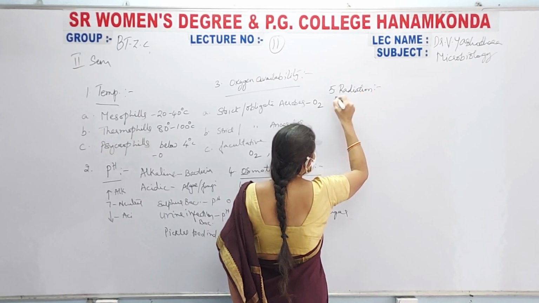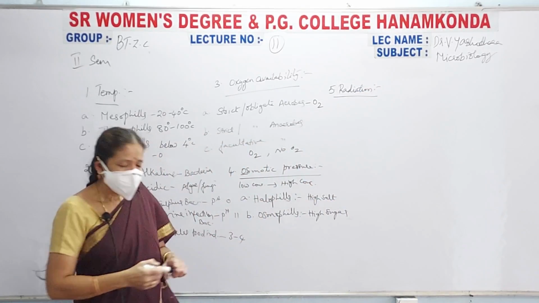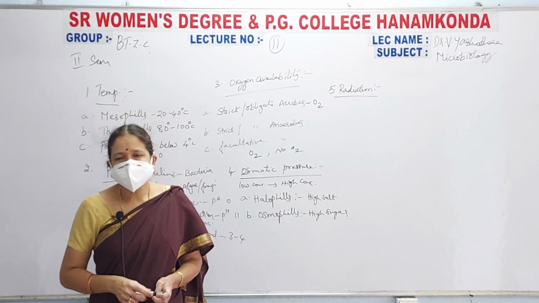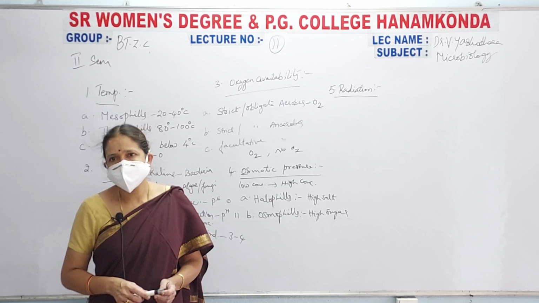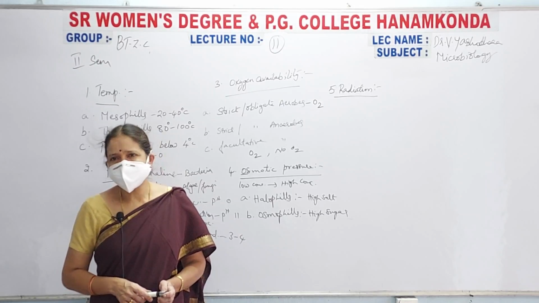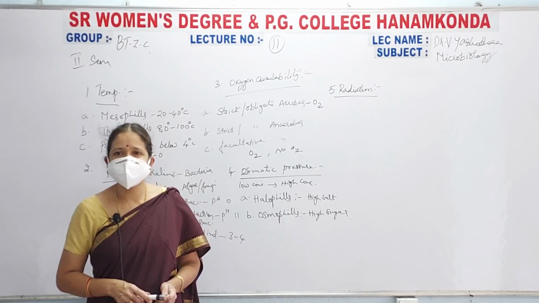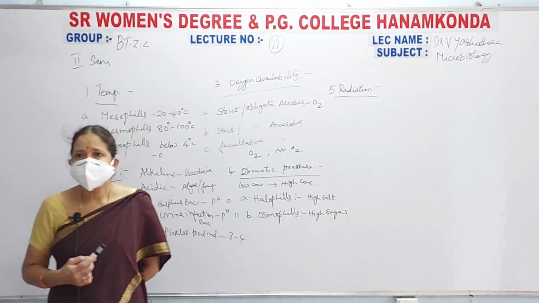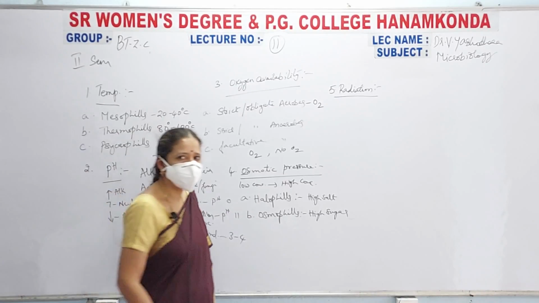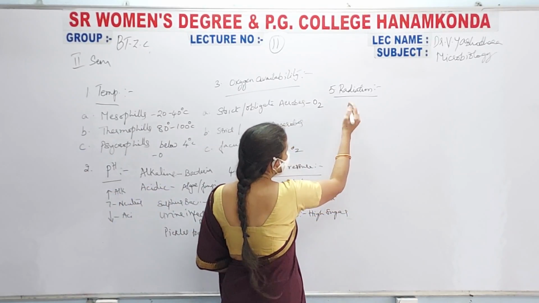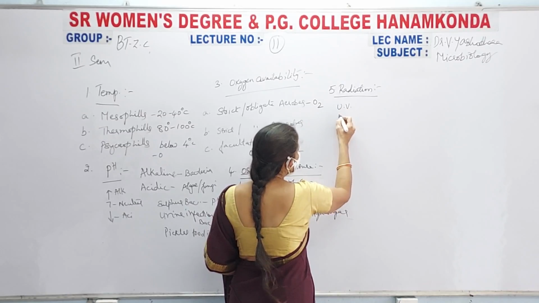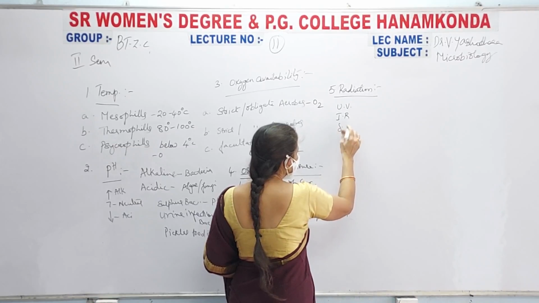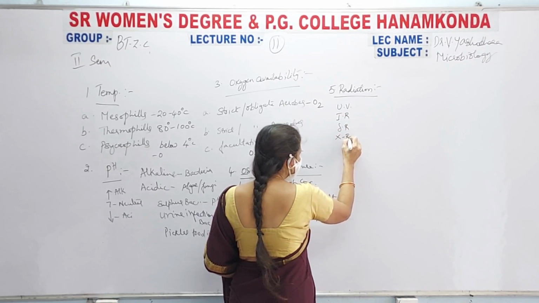Radiation. See here, this radiation plays an important role in destroying the microorganisms. They will not allow the growth of the microorganisms, rather they destroy it. That means they show a damaging effect on the growth of the microorganisms. These radiations are UV radiations, IR radiations, gamma radiations, and X-rays.